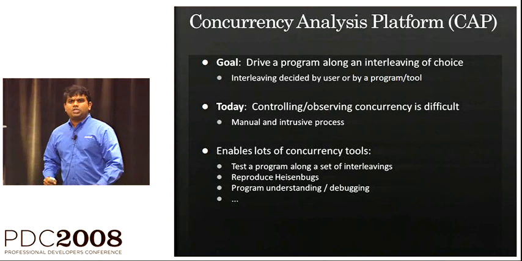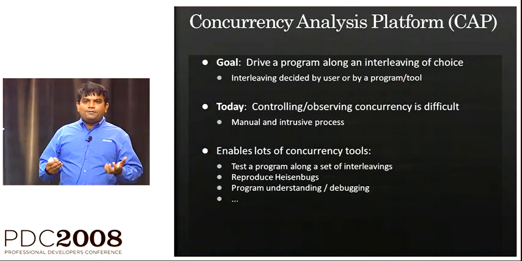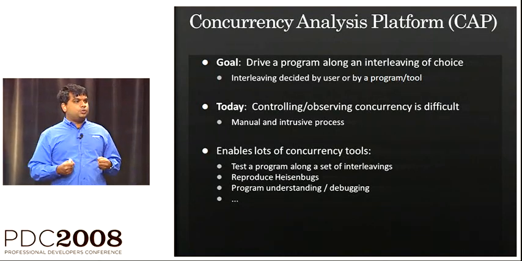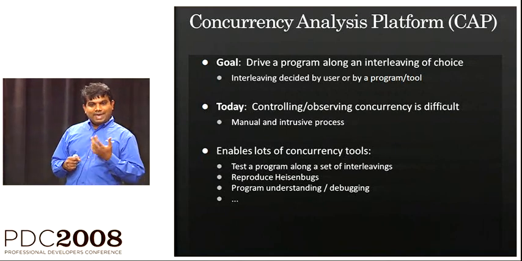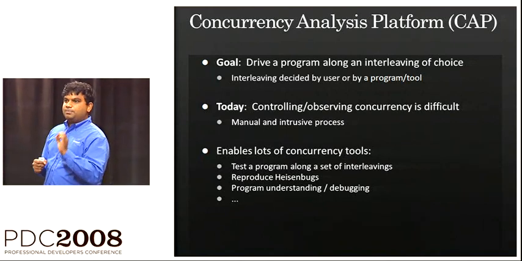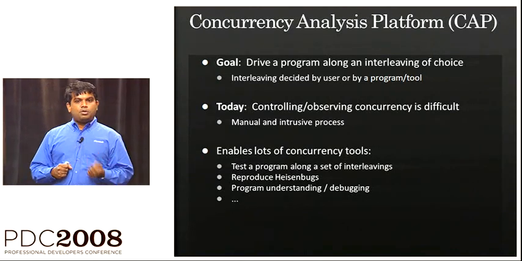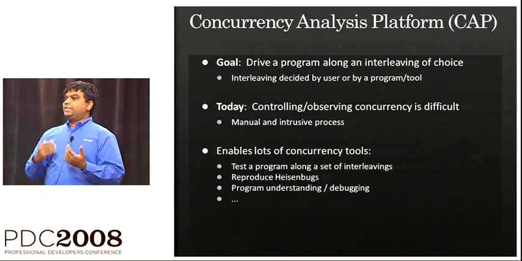But anyway, if the interleavings are so important, why can't we give the control to the user? And that's what we are going to do. So we have built a platform called the Concurrency Analysis Platform, CAP for short. And the basic primitive is that you decide what the interleaving is. You say, okay, here's my program. Here's an interleaving. Please run this program on this interleaving, right?